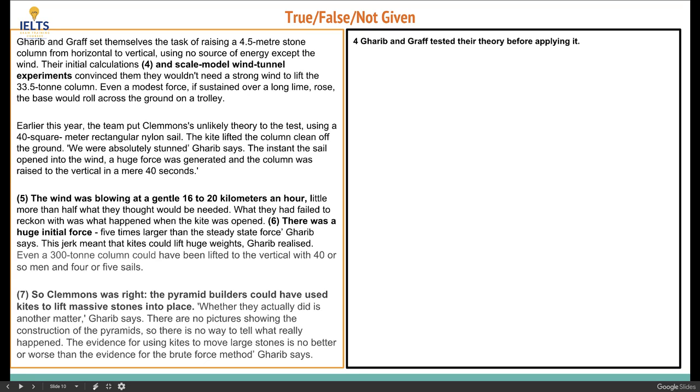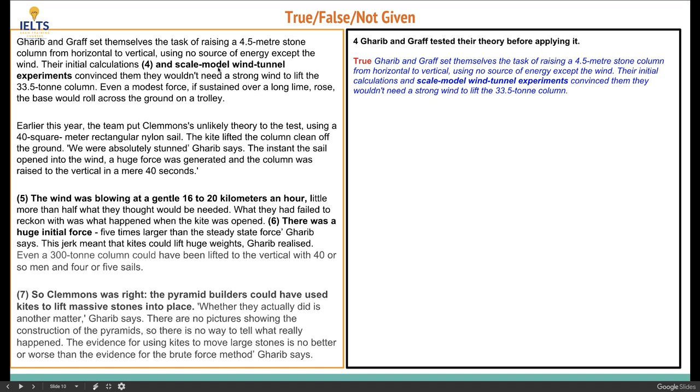They tested their theory before applying it. Well, here's they, Garib and Graf. They made a scale model wind tunnel. So a scale model is smaller than the normal model. So that is the answer. They did use a scale model. Here it also says they put their theory to the test. But the answer, I think, comes from this scale model. Yes, they tested it before applying it.